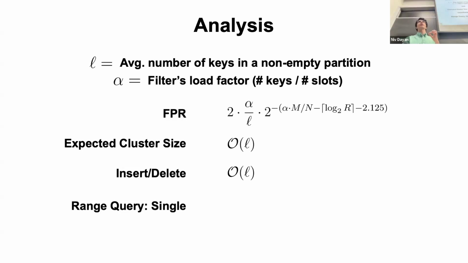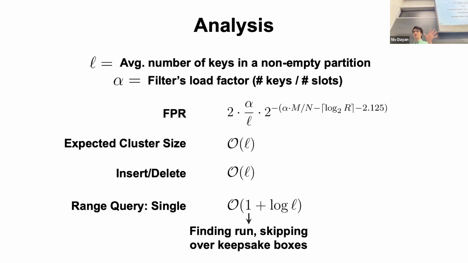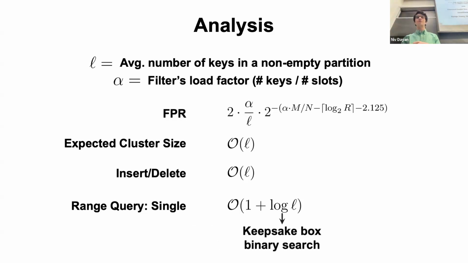For range queries, as mentioned, because we're doing a binary search, our cost is actually O of 1 plus log L. But here, L is the average number of non-empty partitions. So again, the 1 is the cost of finding the run and skipping over a bunch of keepsake boxes, which are constant in expectation. And the log of L is just the cost of the binary search on average. Okay. So L turns out to be very close to a constant, very close to 1 actually, in many real world applications.